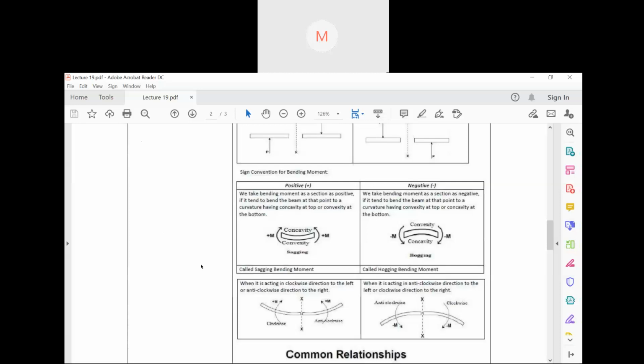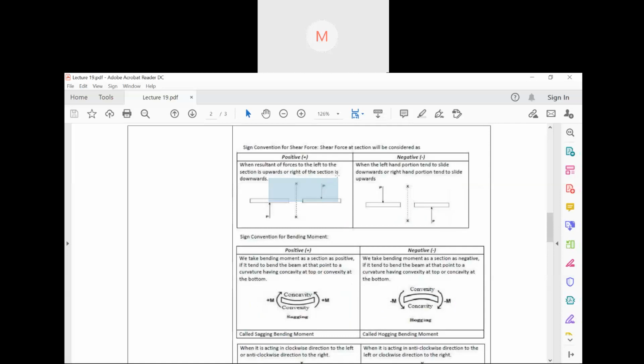Or we can consider the direction of the moment also. If it is clockwise in this direction and anti-clockwise in the other, it is positive. If it is anti-clockwise in this direction and clockwise in the other, it is negative. But the better way to remember is this: for sagging it is positive, hogging negative, and for shear force, if it is clockwise, it is positive, and if anti-clockwise, negative.